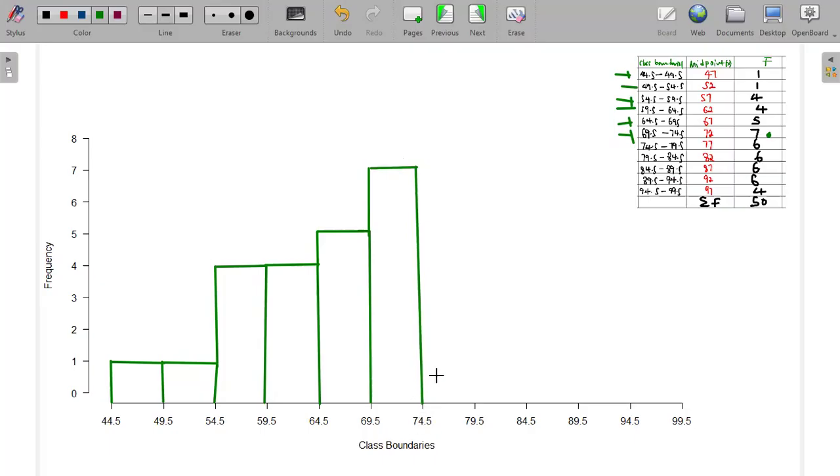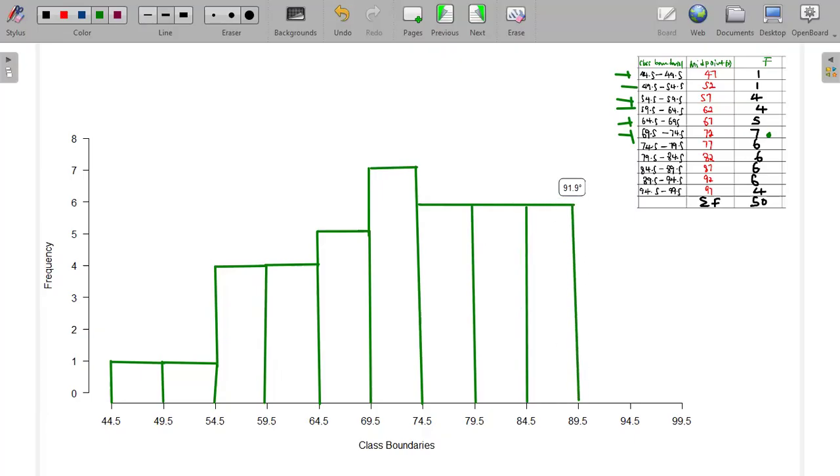Then the next four are on 6. So 6 is somewhere here. This is 6. This is 6. This is 6. It continues to go. This is also 6 here. Then the last one is 4. So 4 somewhere here. Then it drops. That is between 94.5 and 99.5.